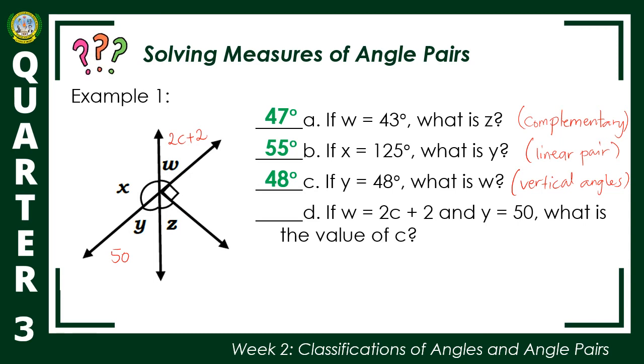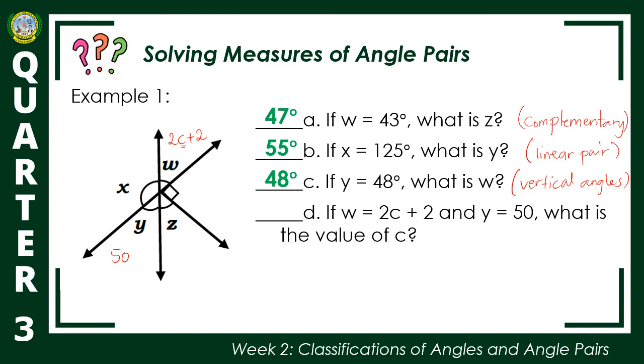Ang tinatanong po is yung value po nung c. Okay? So, application po ito ng algebra. Paano natin i-apply ngayon ang algebra dito? Since W and Y, or angles with measures W and Y, are vertical angles, sabi nga dun sa letter C kanina, di ba? Vertical sila. Ibig sabihin po, yung 2C plus 2 ay equal po kay 50.